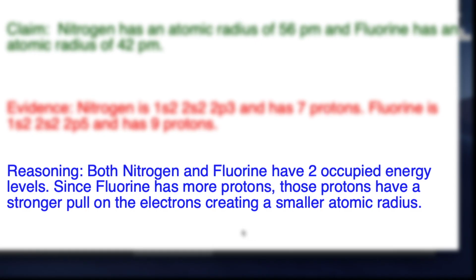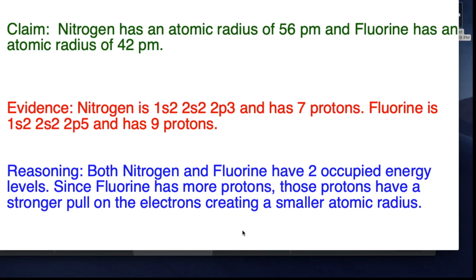The reasoning: both of them have two occupied energy levels. Since fluorine has more protons, the protons have a stronger pull. That is an excellent answer. Now, what if they had just said two energy levels? I would point out to the students, wow, don't they both have all the energy levels? We really need to say occupied energy levels because every atom has all the energy levels. They're just not all full.